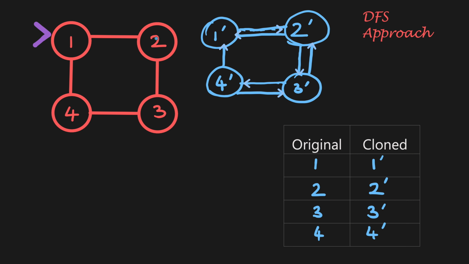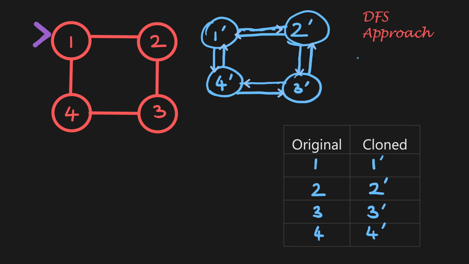Back at node 1, we have completed the recursion for its first neighbor, node 2. Now, we proceed to node 1's next neighbor, node 4, which is already in the map. So we simply link clone 1 to clone 4 and this concludes the cloning process.